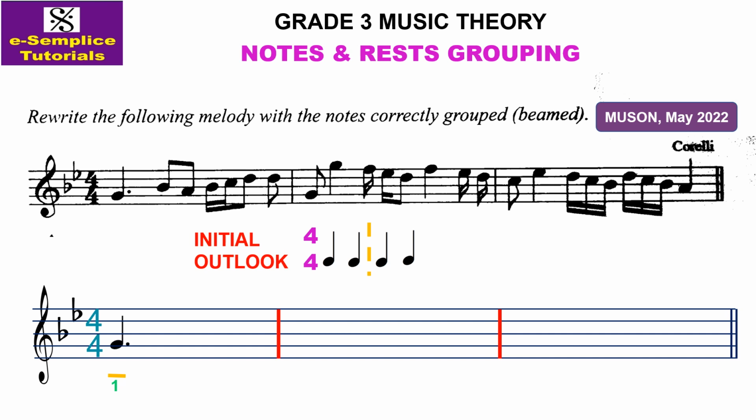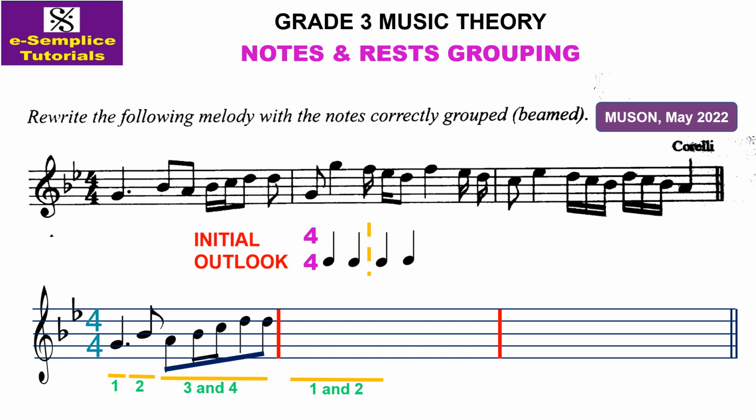So that's beat 1, but it has a dot. The dot and the next note should form beat 2. Now 3 and 4 all beamed together after half of the bar. Let's move to the next bar.